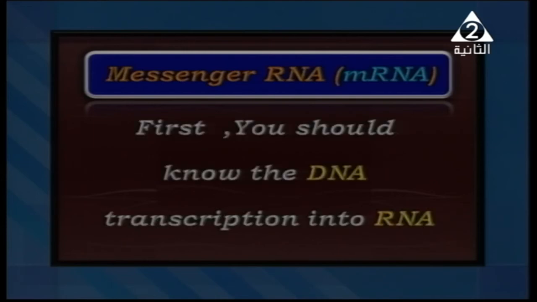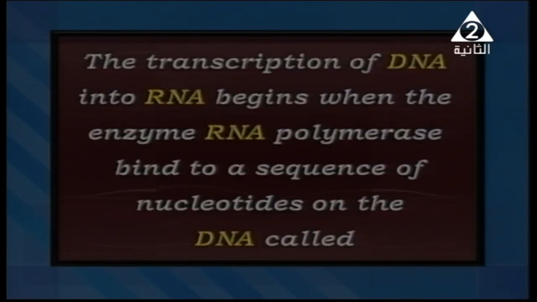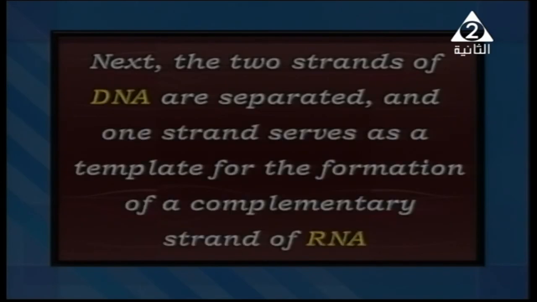First, you should know the DNA transcription into RNA. The transcription of DNA into RNA begins when the enzyme RNA polymerase binds to a sequence of nucleotides on the DNA called the promoter. So, promoters are a sequence on DNA that directs the RNA polymerase to the sequence of nucleotides on DNA to form mRNA or messenger RNA. Next, the 2 strands of DNA are separated, and only 1 strand serves as a template for the formation of a complementary strand of RNA.